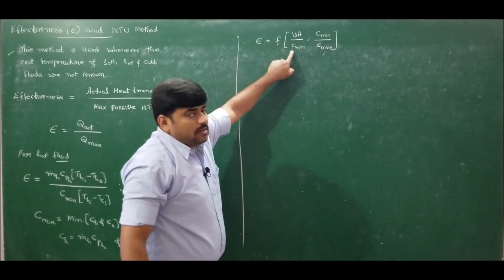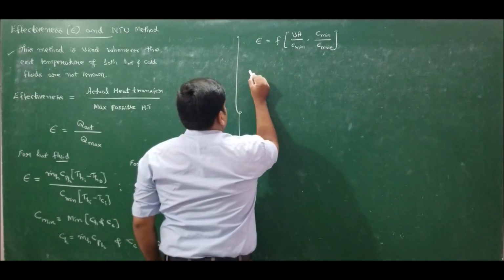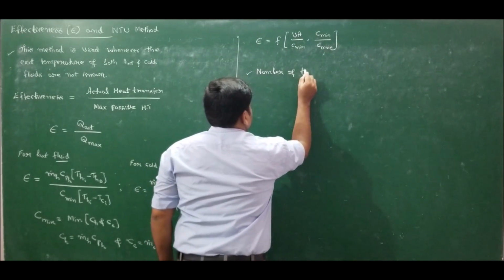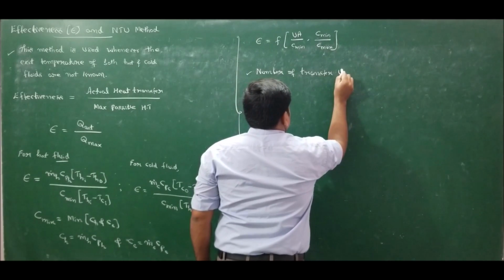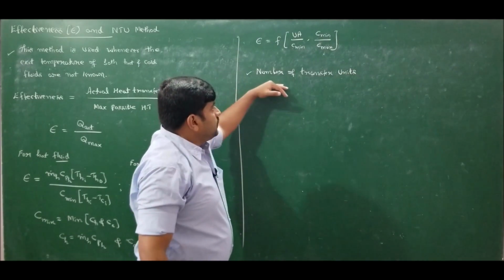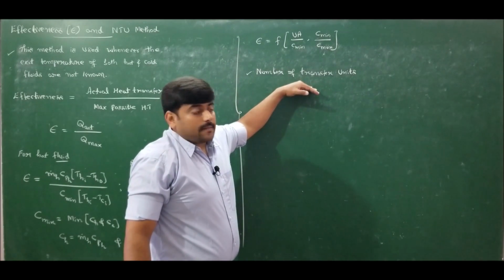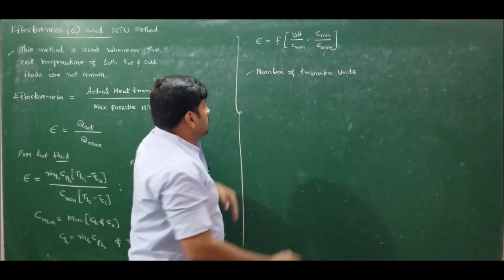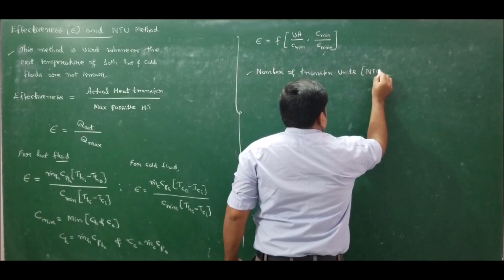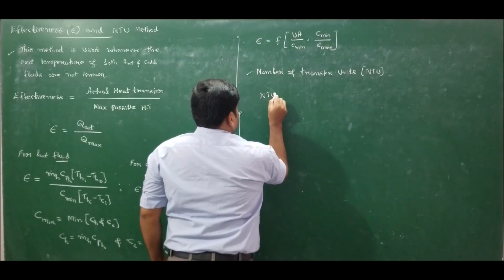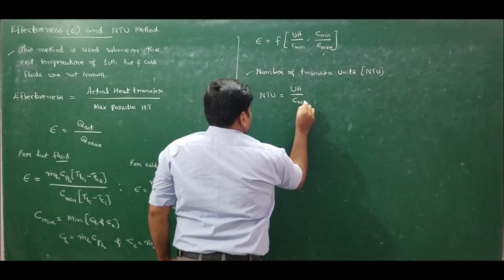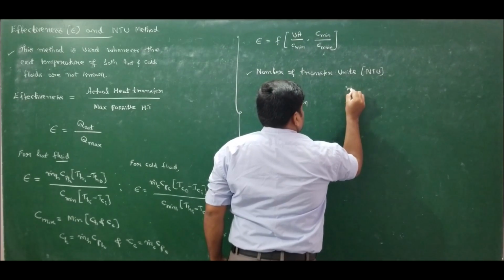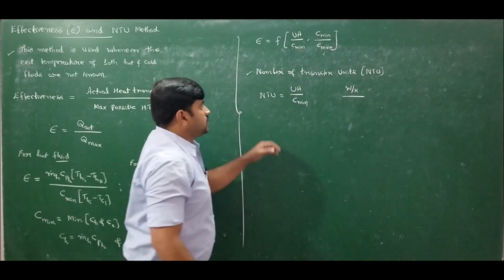Now the term UA by C minimum is defined as the number of transfer units. Now I will define a parameter called number of transfer units. The number of transfer units will give an idea of the size of a heat exchanger. The higher the value of the number of transfer units, the closer the heat exchanger will be working to its thermodynamic limit. So the number of transfer units is a dimensionless term, which is given by NTU is equal to UA by C minimum. You can observe the units, that is U into A is nothing but watt per Kelvin, right? Watt per Kelvin, because Q is equal to UA delta T.